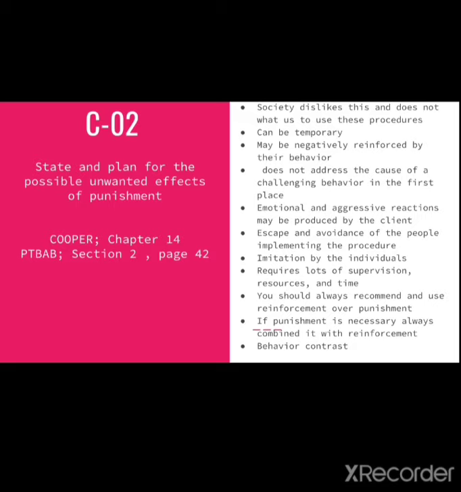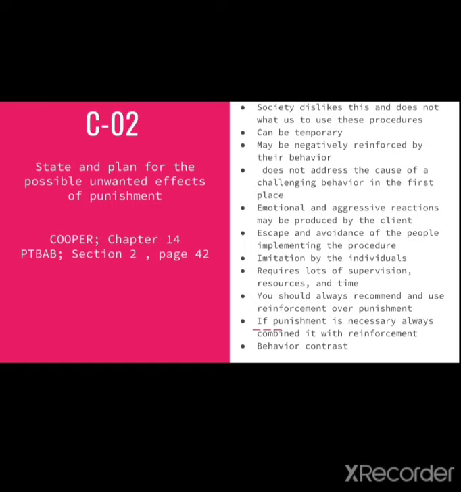This is why we want to make sure that it is combined with reinforcement, because yes, punishment can be used harmfully. Like I mentioned before, shock was used many years ago, and that could leave a scar on an individual. Also, many places use restraints. I know some states have regulations on how restraints are used, so that's why it requires so much supervision, resources, and time, because we could potentially hurt our client and put our client in harm's way if we don't use certain sources correctly. You should always recommend and use reinforcement over punishment any day.